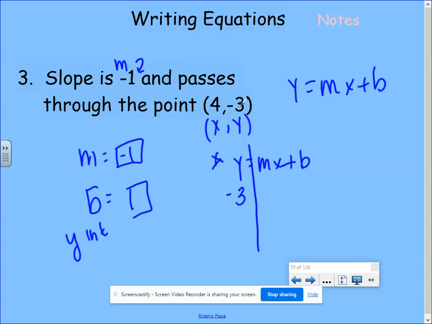So I'm going to put the -3, which is the y value, in the y spot. I'm going to put the -1 in the m spot, times x, so I'm going to put the 4 in the x spot, plus b.